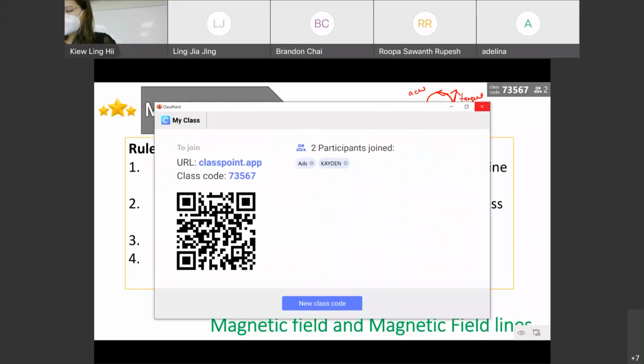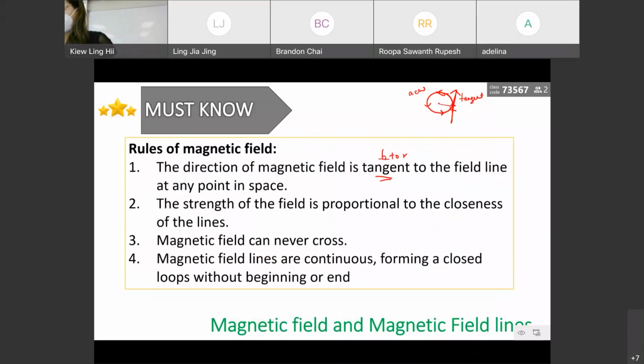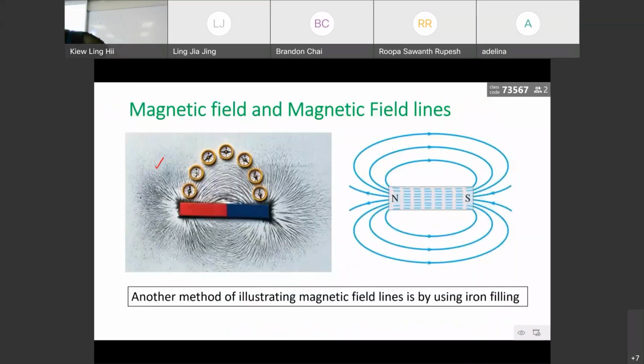The second one, the strength of the field is proportional to the closeness of the lines. Meaning that if you look at here, the closer the lines of magnetic field are, the higher the strength. Likewise, compared to here, the distance between the lines is further away, so relatively, the strength of the magnetic field at this point will be lower.